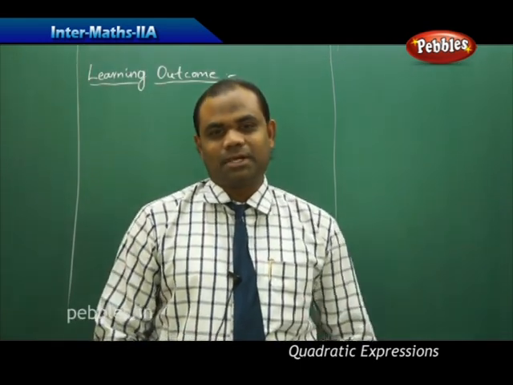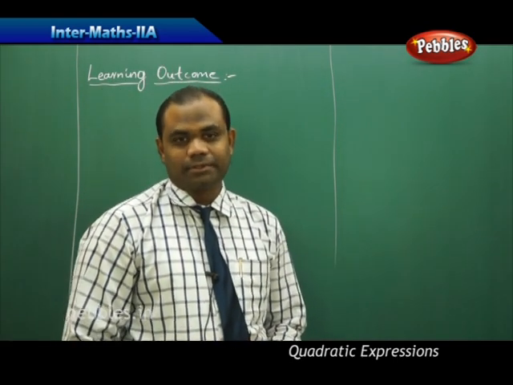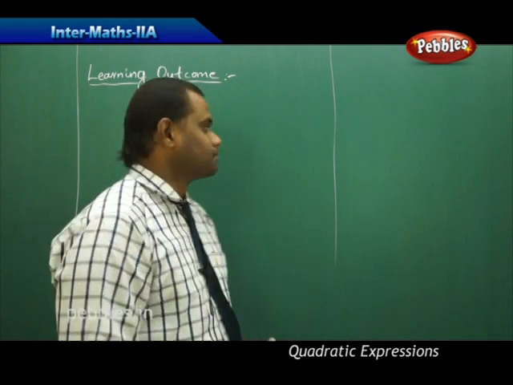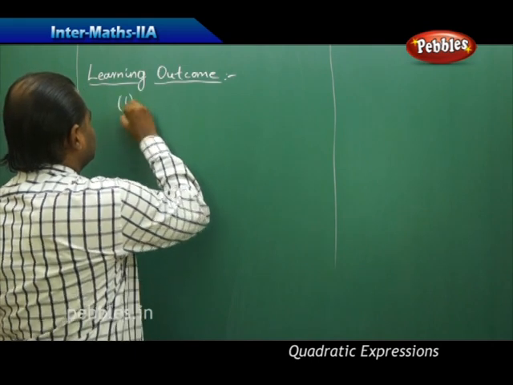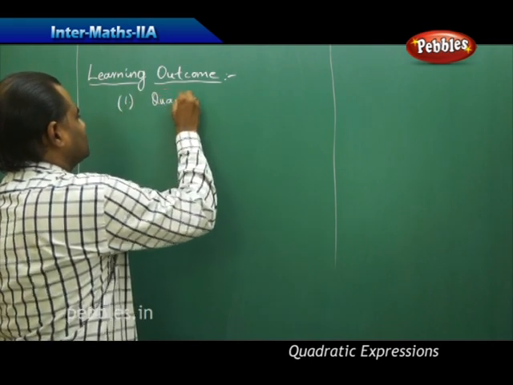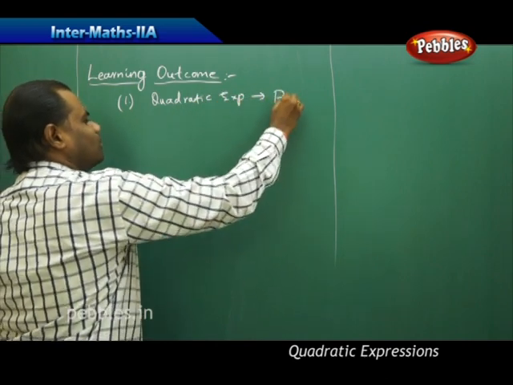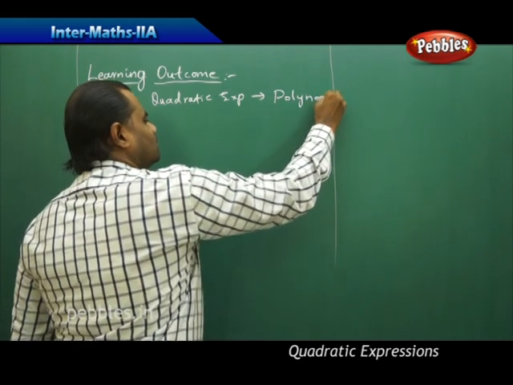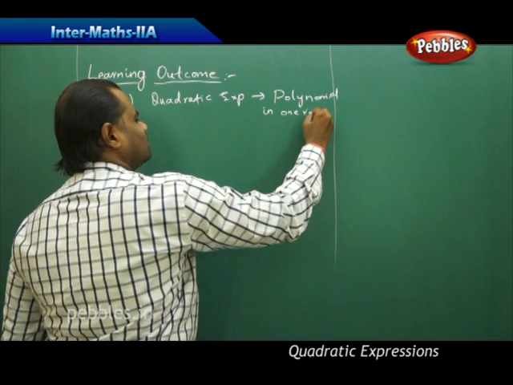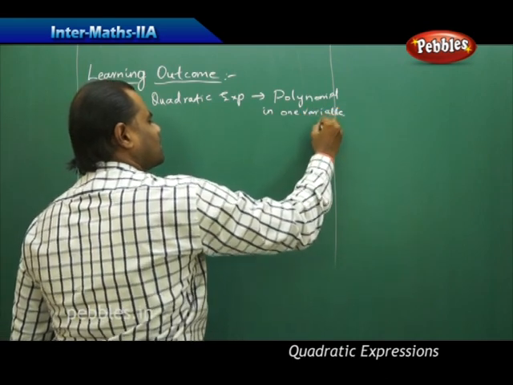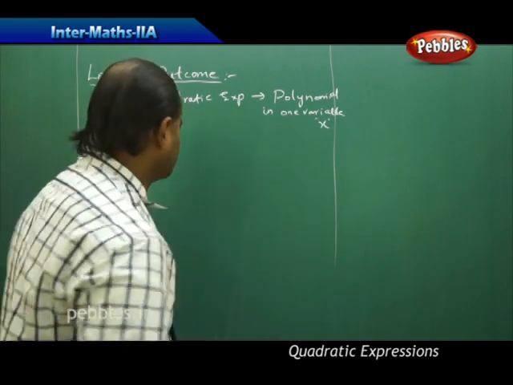So now that we have discussed quadratic expressions, let's come to the learning outcomes from quadratic expressions as discussed in the session. Firstly, I identify that a quadratic expression is a polynomial in one variable x. I identify only one variable. That is the first learning outcome in the case of a quadratic expression.